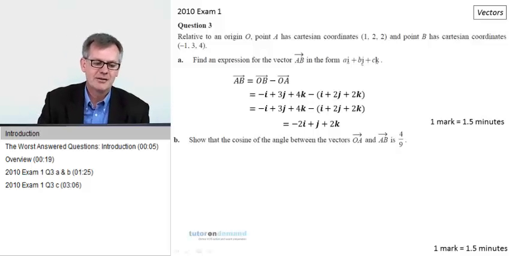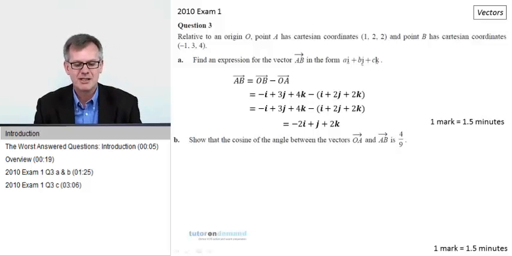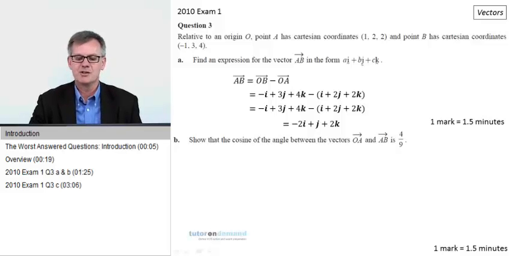Okay, when we're finding an expression for the vector AB in the form ai + bj, basically you're just going to add and subtract vector OA from vector OB. And that's fairly clear how I've shown that there. This question was done quite well, by the way, and it's the next parts of the question that were done poorly. So I'll just go through this one relatively quickly. I think that's fairly straightforward, just adding and subtracting those vectors.